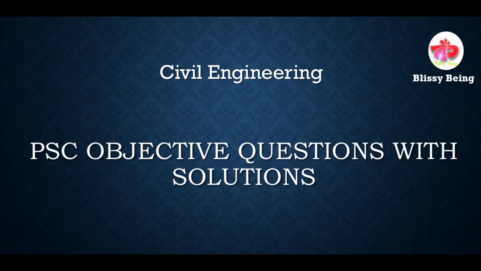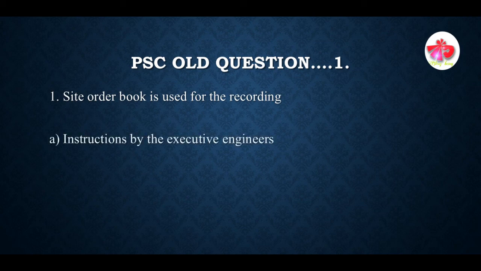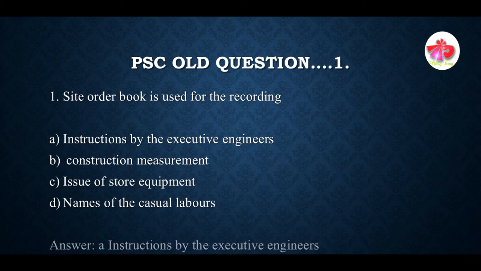We shall move to the questions asked in the public service commissions. So the first question is, site order book is used for the recording of what? Option A is instruction by the executive engineer, option B is construction measurement, option C is the issue of store equipment, and option D is the name of the casual labor. So this site order book is used for the recording that is given by the executive engineer, that is option A.